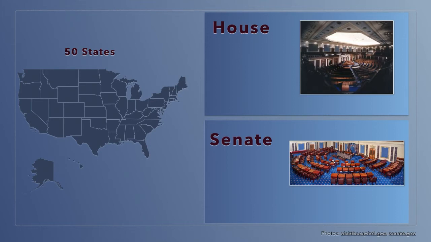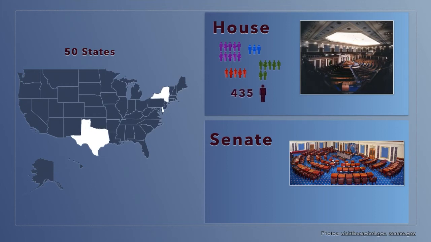In the House, there would be more people from the big states that could go, and the small states would not get as many people to go. And the middle-sized states would get a middle-sized number of people to go. The big states get more people voting in the House. There are 435 people total from all the 50 states in the House.